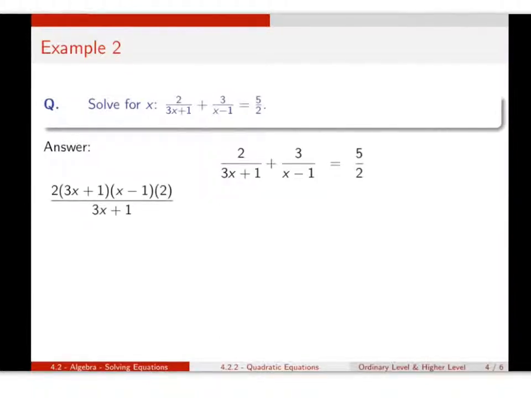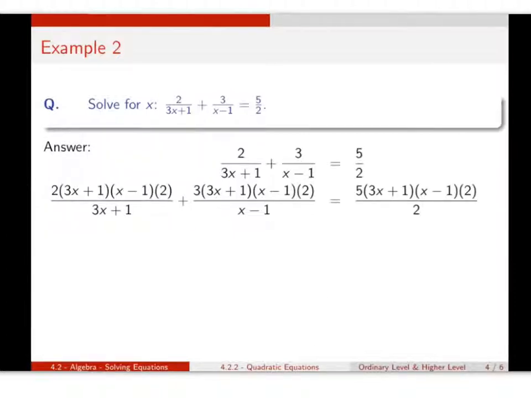So when I multiply the first term, I've got 2 times 3x plus 1 times x minus 1 times 2 over 3x plus 1. The second term, again, the top gets multiplied by those 3. And the third term, the top gets multiplied by those 3 again. And then I look to see what I can cancel. So the first one on the left, the 3x plus 1, can cancel top and bottom. I'm left with 2 times x minus 1 times 2. The second one, x minus 1, can cancel top and bottom. I'm left with 3 times 3x plus 1 times 2. And the third term, 2 can cancel top and bottom, and I'm left with 5 times 3x plus 1 times x minus 1.